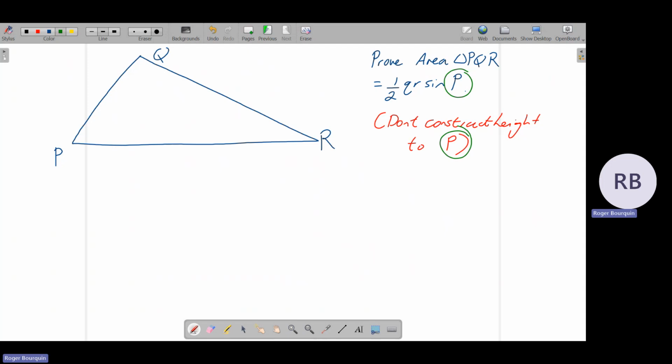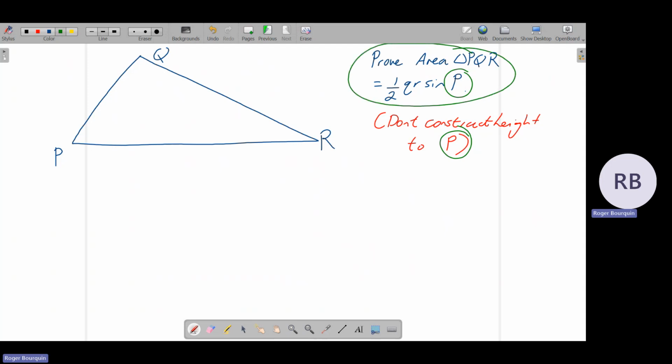So it could go to Q, it could go to R. It would be easier to construct a perpendicular height to Q. Press pause and go try it yourself, and then come back and watch the video. Okay, so hopefully you've tried this yourself. So I'm trying to prove the area of triangle PQR is half QR sine P.